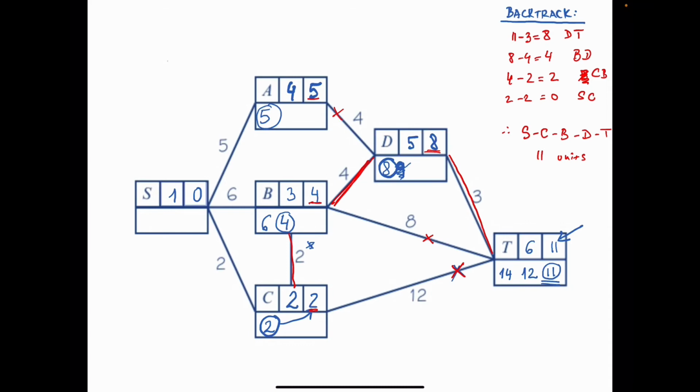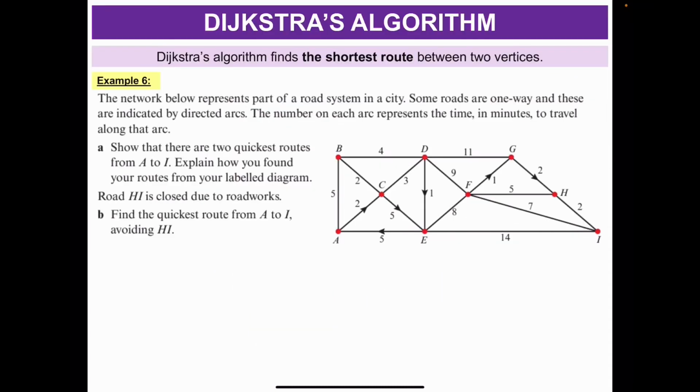Okay, so let's look at the second one. We have a similar story here, except in this case we have a directed network. There's a digraph where not all directions are allowed, and we will deal with it a little later. The network represents the road system in some city, and obviously, as in cities, some of the roads are one way. That's why you can see the directed arcs. Now, in the A case, we need to show there are two quickest routes from A to I and explain how you find your routes. So you have to do the backtracking and show how you have done it.